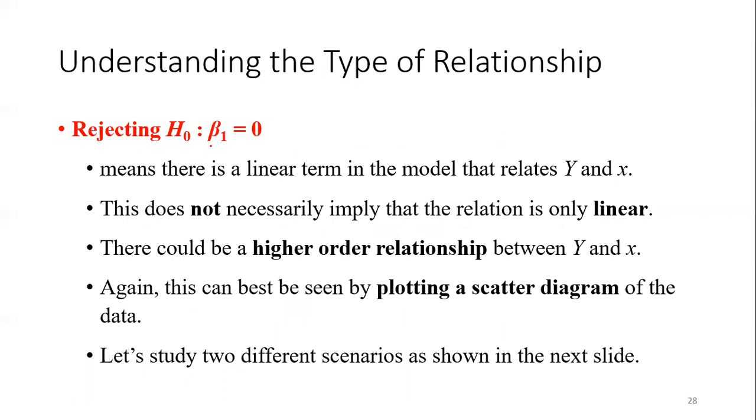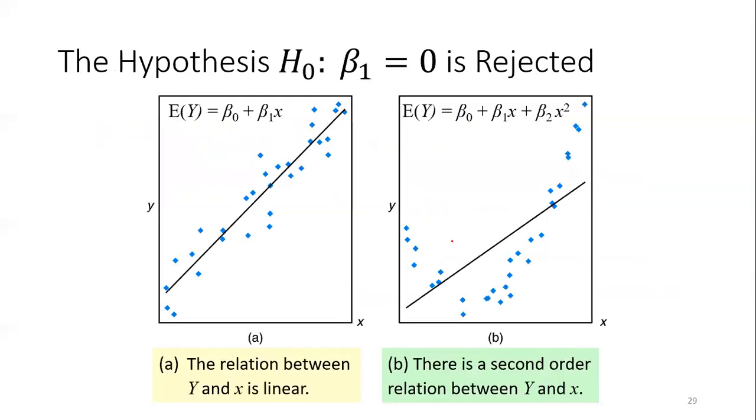So what does it mean rejecting H0? What does it mean rejecting H0? So you reject H0 and say that beta 1 is not equal to 0, or greater than 0, or smaller than 0. If you reject H0, it says that there is a linear term in the model that relates y and x. Okay? It doesn't necessarily imply that the relationship is only linear. There could be higher order relationships, and it can be best seen by looking again at the scatter diagrams.